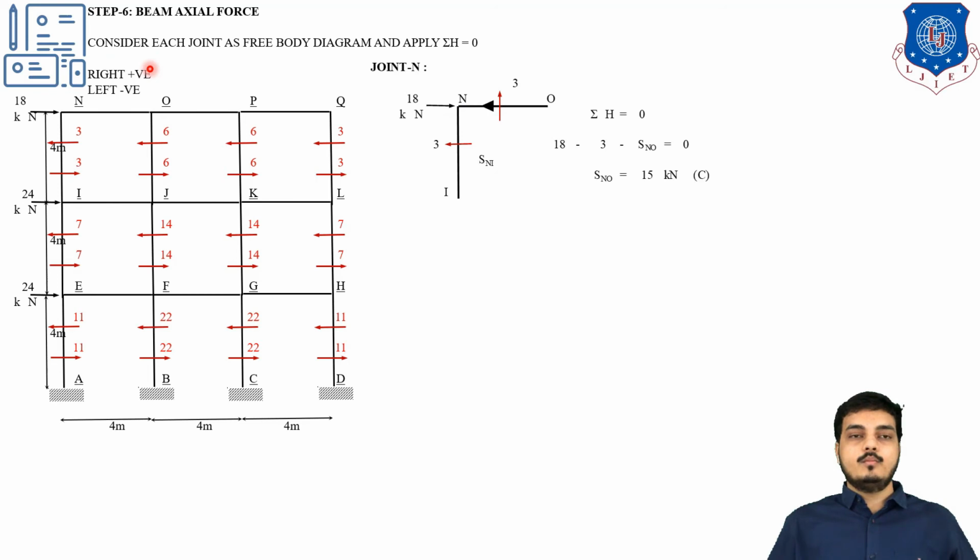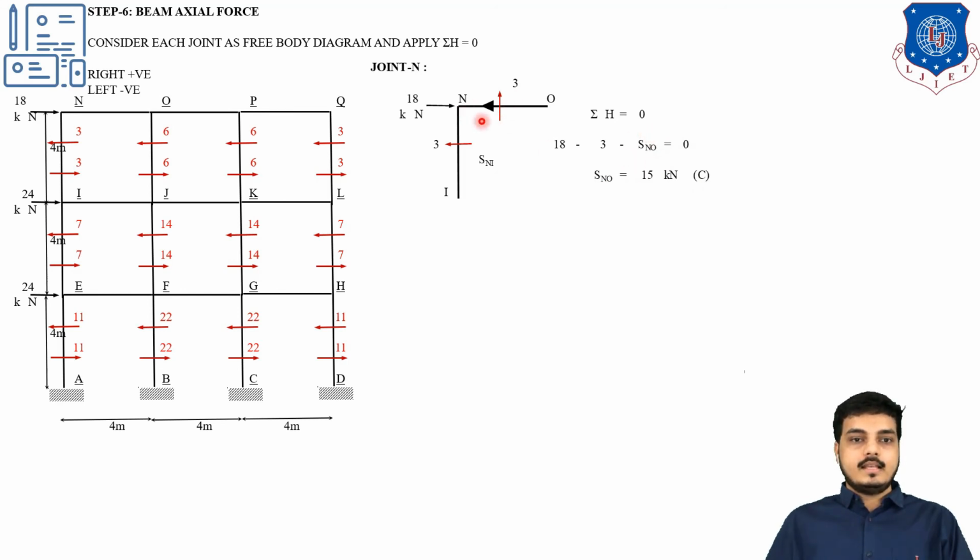Here the right side I have assumed positive and the left side negative. So this is left, this is right. So plus 18 minus 3, and this S_NO I have assumed in the left side direction, equals 0. So S_NO equals 15, which is in compression as it is going towards the joint.